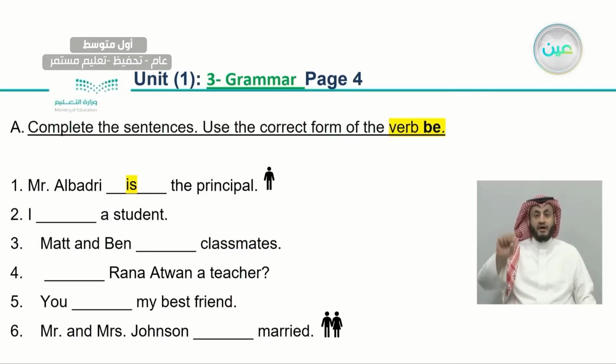Number 2, I, blank, a student. Which kind of verb would it be here? Try to think. That comes with I.